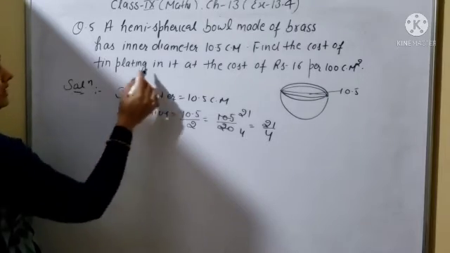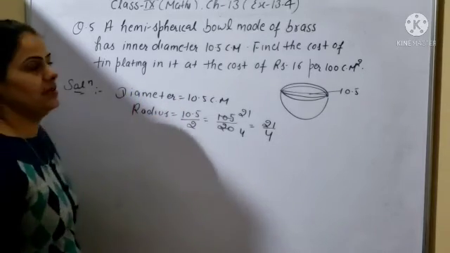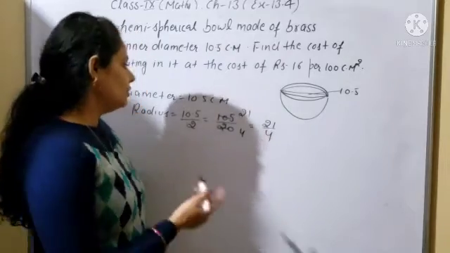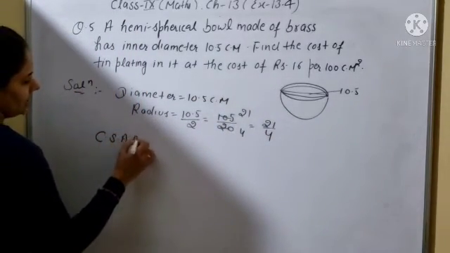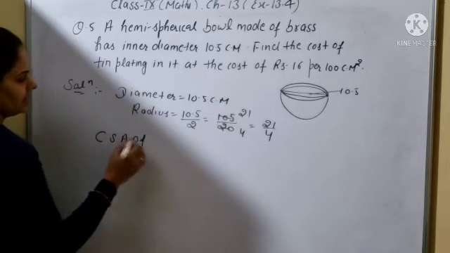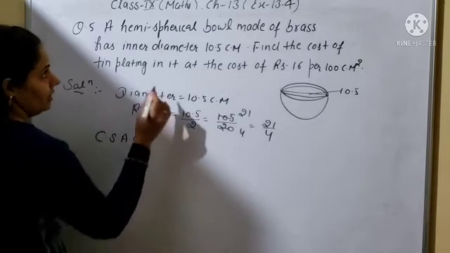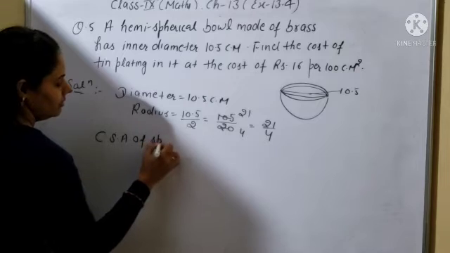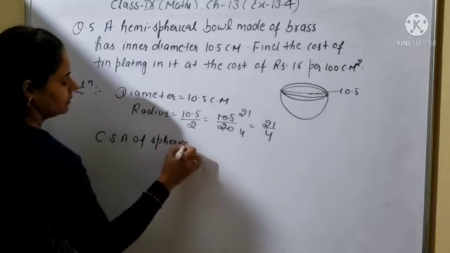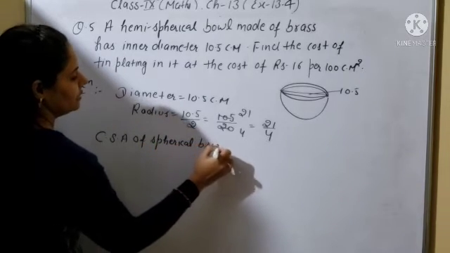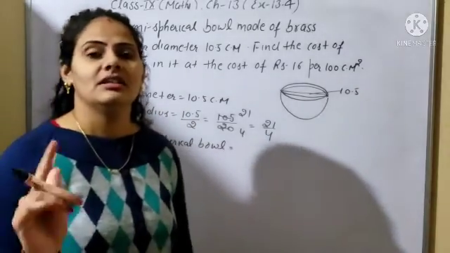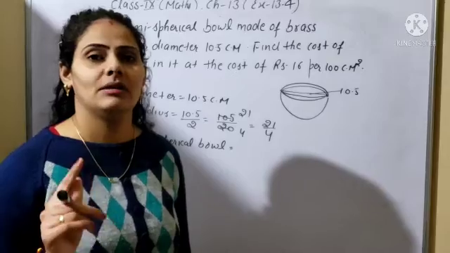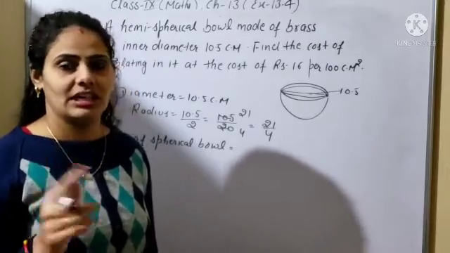Now the cost of tin plating in it is at the rate of rupees 16 per 100 centimeter square. So here first of all you will find out the curved surface area, or lateral surface area, of the spherical ball. Why are you finding the curved surface area? Because you are doing the tin plating, and the tin plating will be on the curved part.